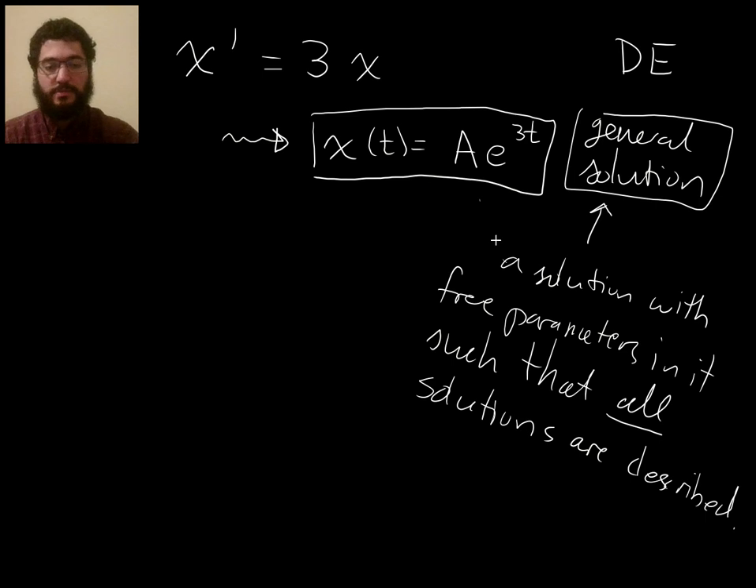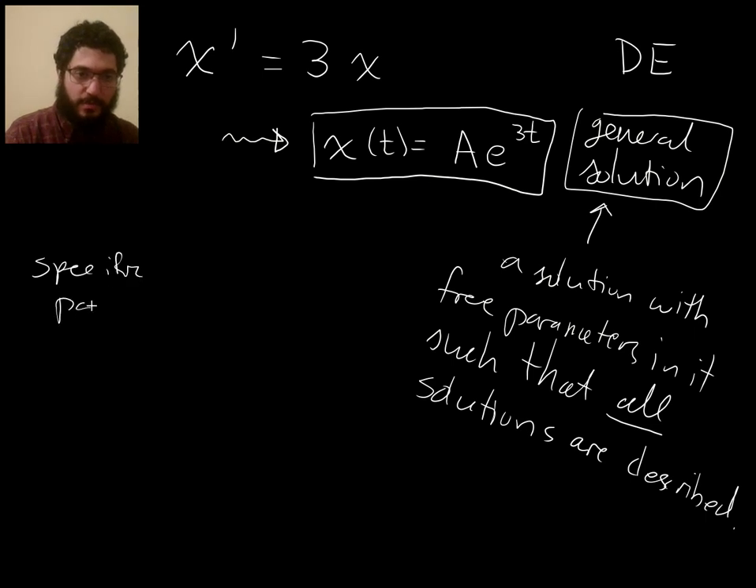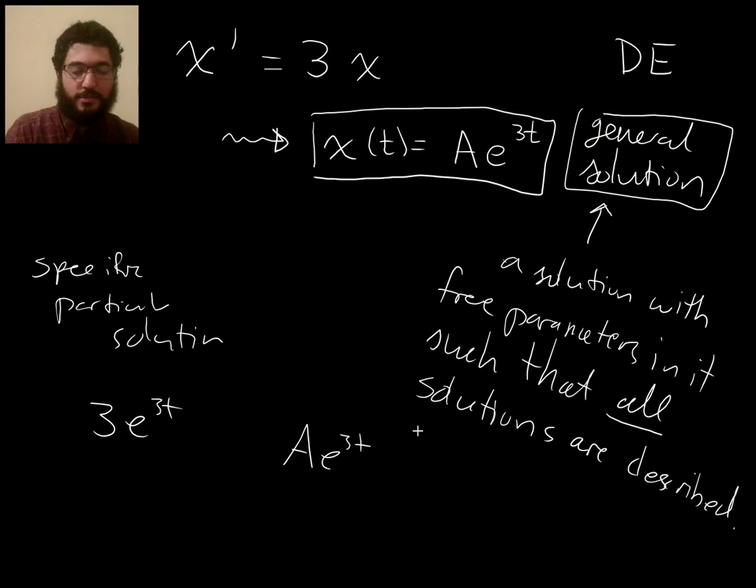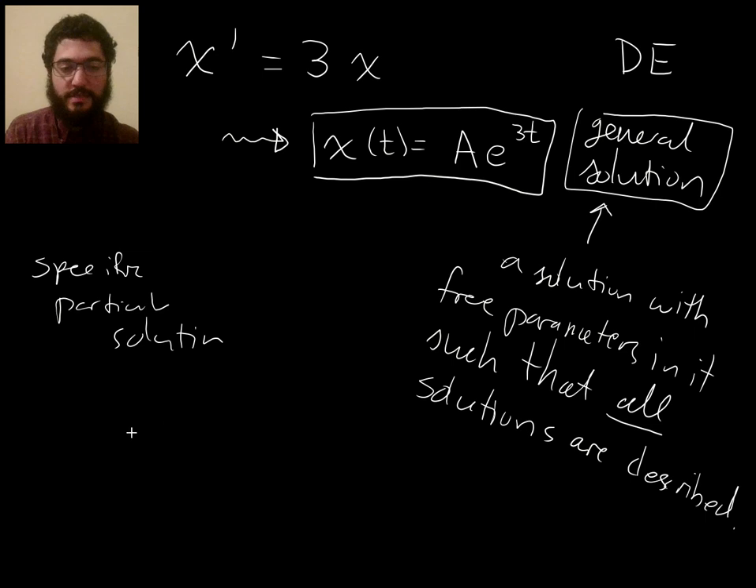And it's weirdly called the general solution if all solutions are being described. So this is as opposed to a specific or a particular solution. Like 3e to the 3t would be a particular solution. ae to the 3t would be the general solution. 5e to the 3t, 7e to the 3t, those are particular solutions.